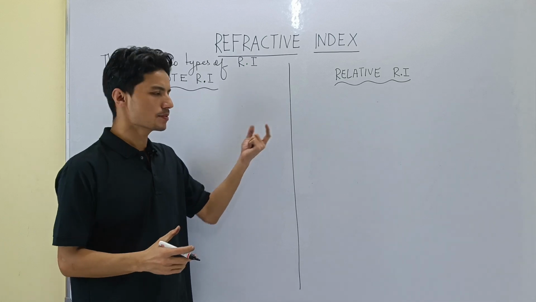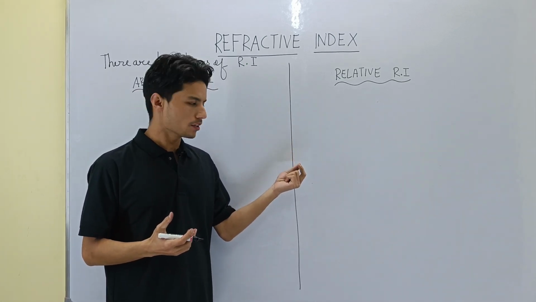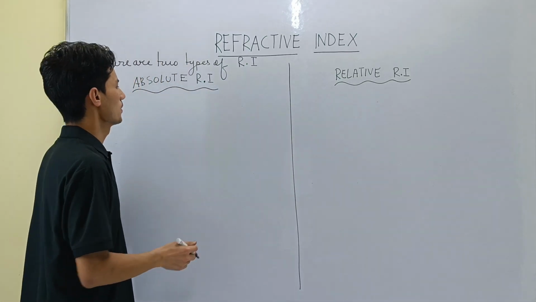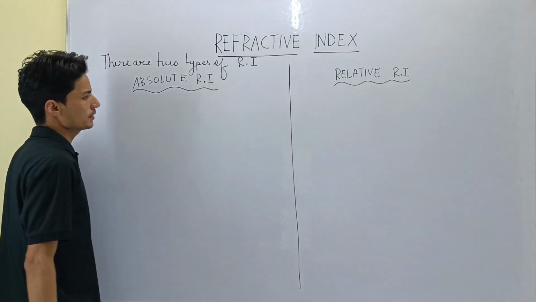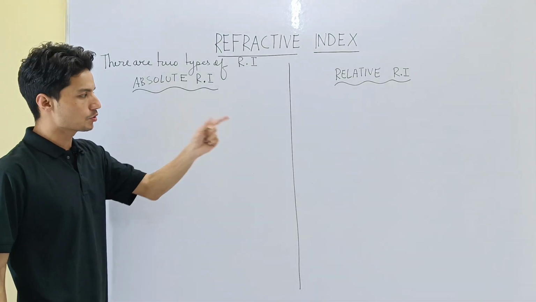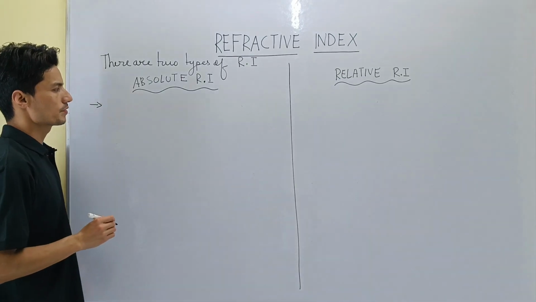Now you need to pay extra attention. Things may get confusing, but if you understand it thoroughly and do not lose your attention, you will not get confused again. Now, what is absolute refractive index and what is relative refractive index? The first definition is the key to understanding. So I'll write the definition.